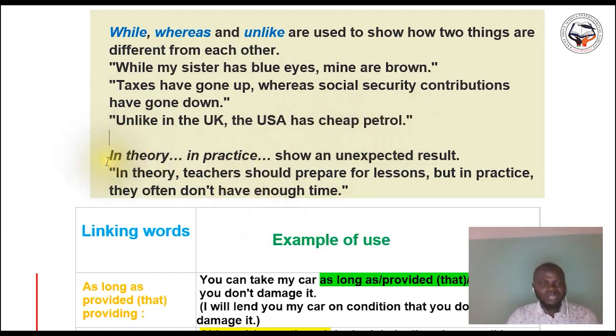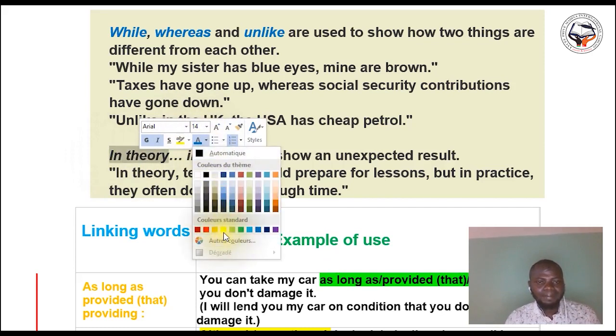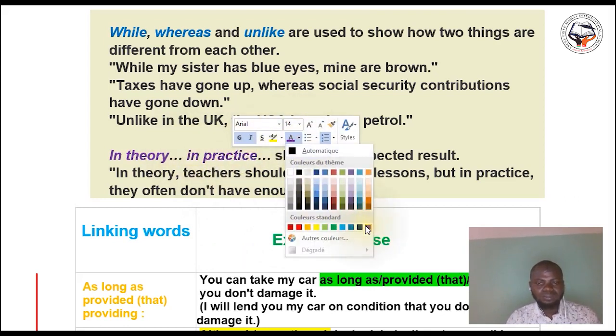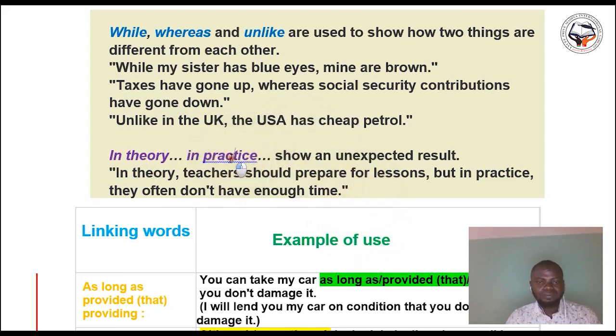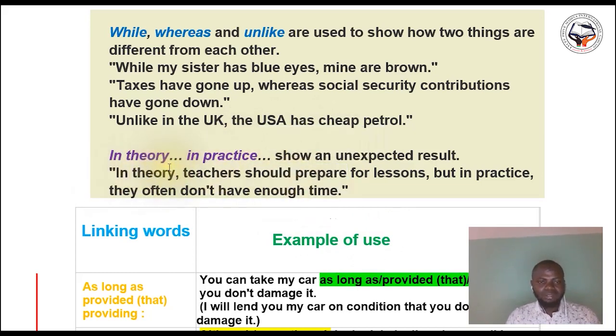Now let's see in theory and in practice. In theory and in practice show an unexpected result.